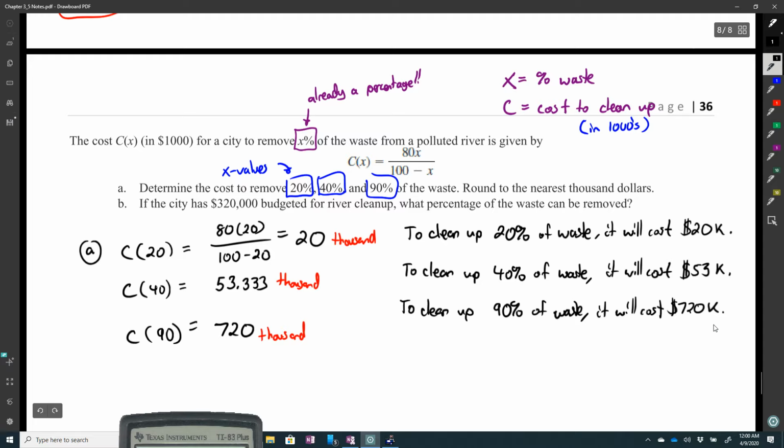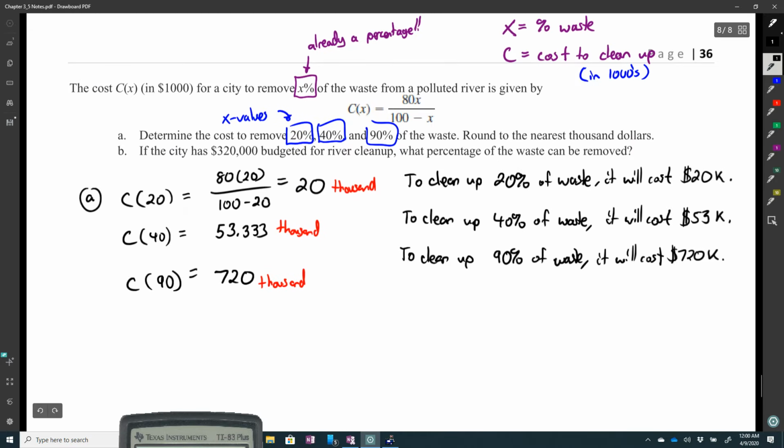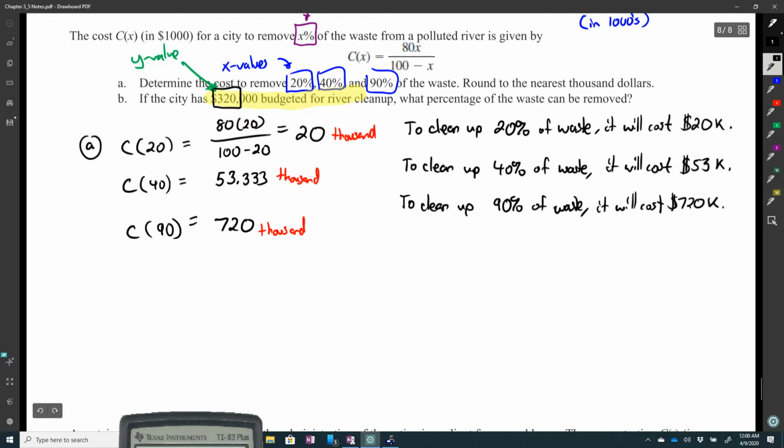And in theory, you can never get to 100% because that's basically going through the river and picking up every impurity in the river. And that's pretty much impossible. All right, part B says if the city has a $320,000 budget for the river cleanup, how much can be removed? Well, the budget, that's my Y value. And notice that the 1,000 is part of it. So we're just going to take that 320. So for part B, they're telling us that 320 is equal to 80x over 100 minus x.